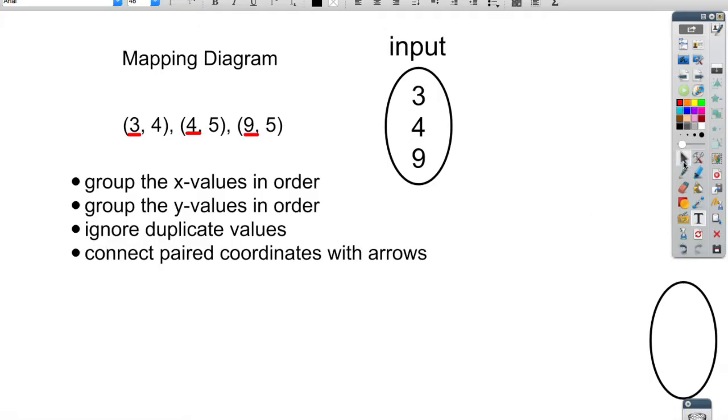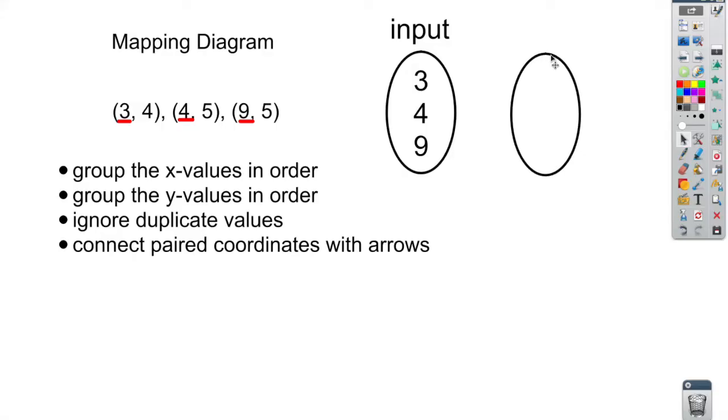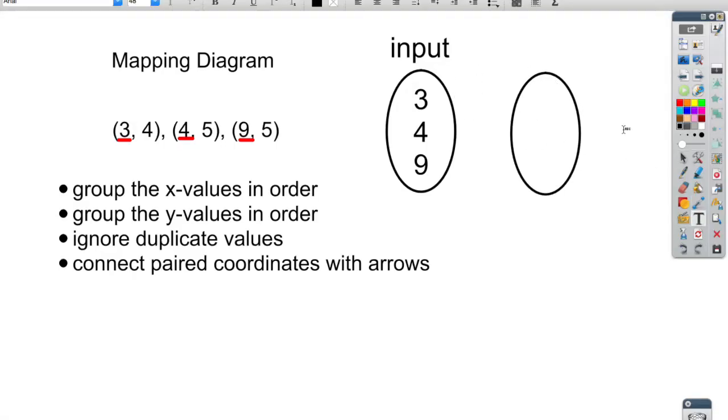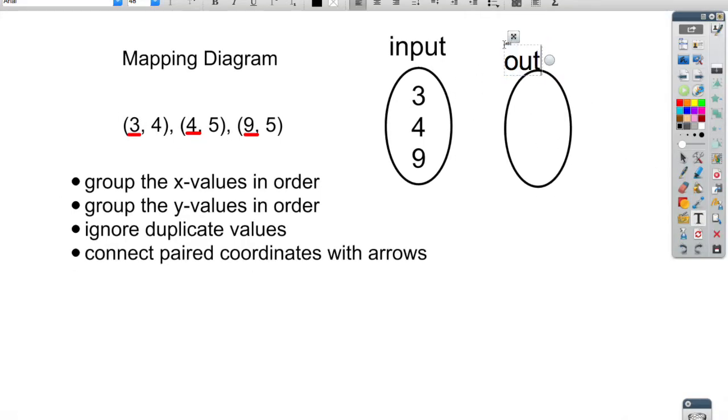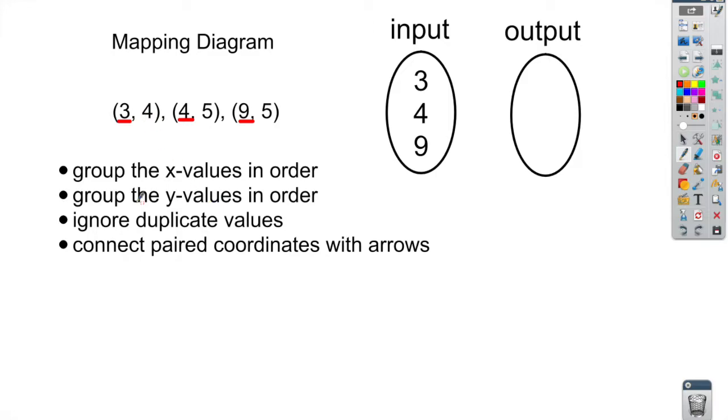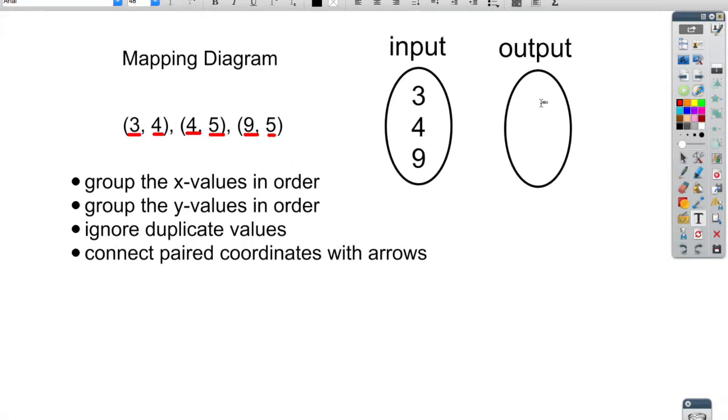All right, next, you create another oval, leave a little bit of space in between the two ovals, and this will be our location for all the output values. All right, and the output, of course, is our y values, and we're going to group the y values in order, 4, 5, and 5, but we're going to ignore duplicate values. So in this case, I'm not going to put 4, 5, 5, I'm just going to put 4 and 5.